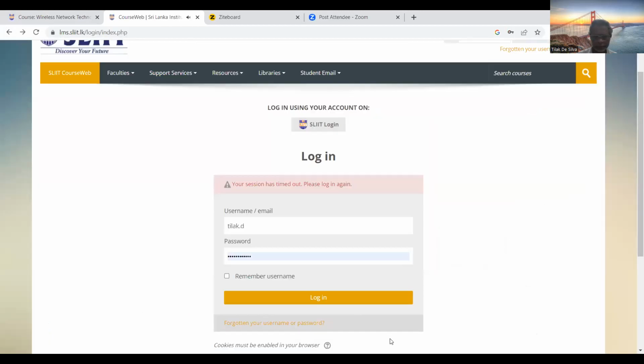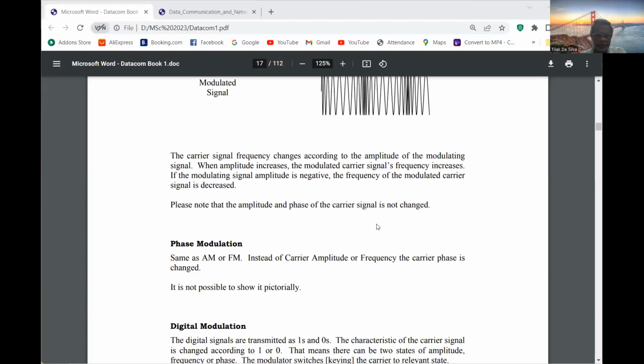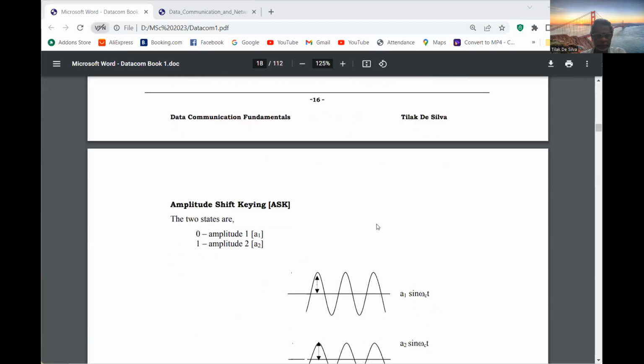Okay, I will share this one with you. I'll put it on the course web, you can see it there. Then I will share the book again. This is about amplitude modulation and frequency modulation.